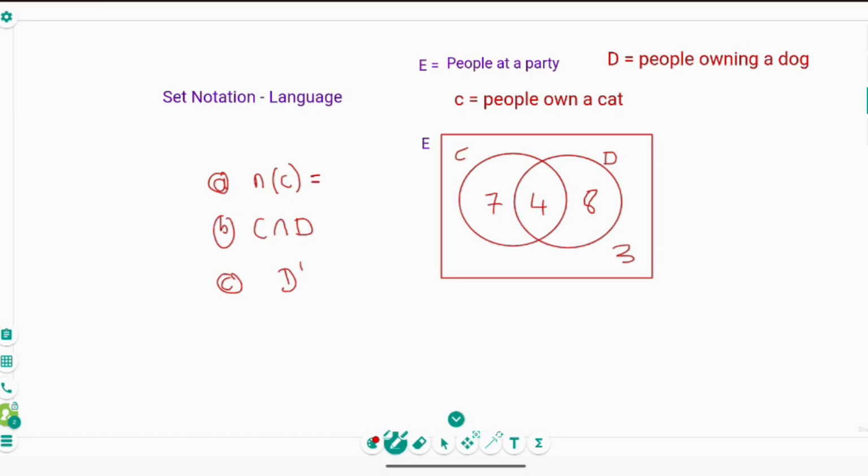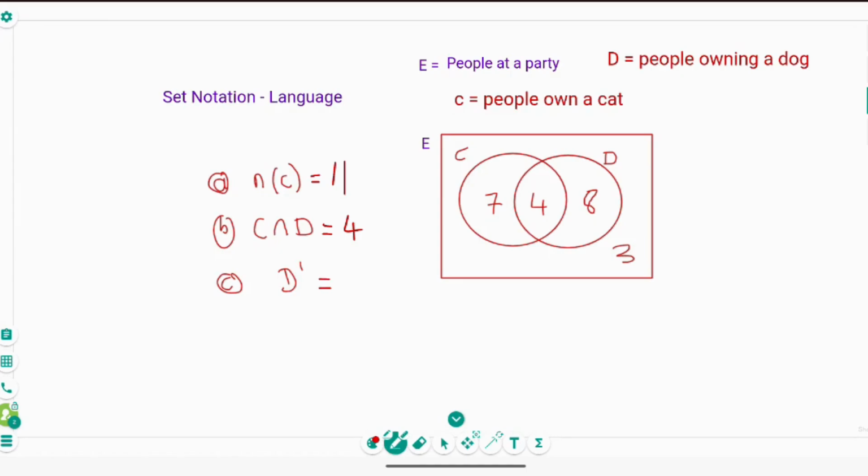Let's just be careful about this. So if we look at C, it's all of these people. It's everything in C. So can you see it's 11. 7 add 4 is 11. C intersect D. What's in the overlap here? 4. So the bit in the middle there, those 4 people own both a cat and a dog. So the 7 people own just a cat. 11 people own a cat, but those 4 people own a cat and a dog.